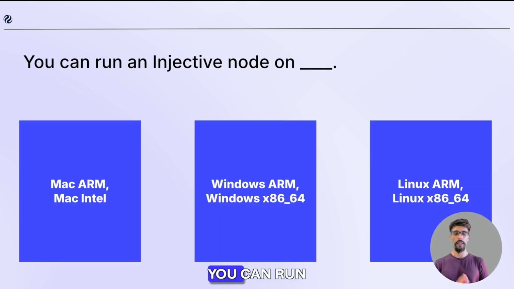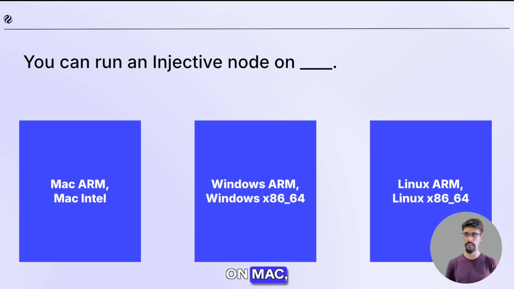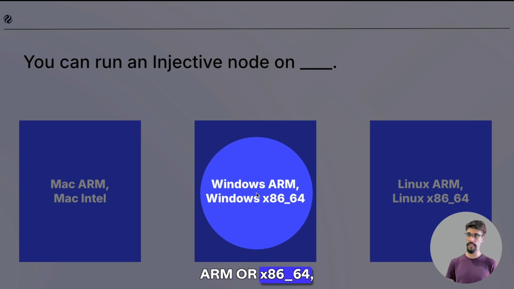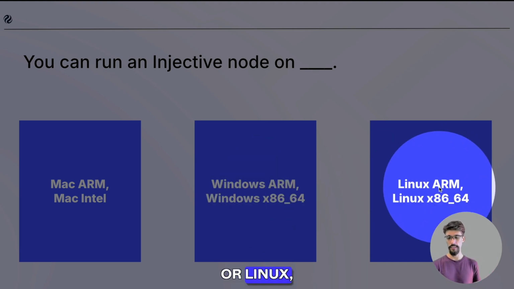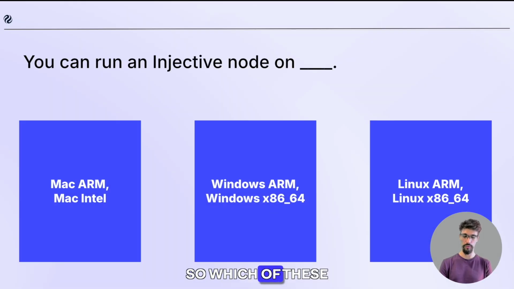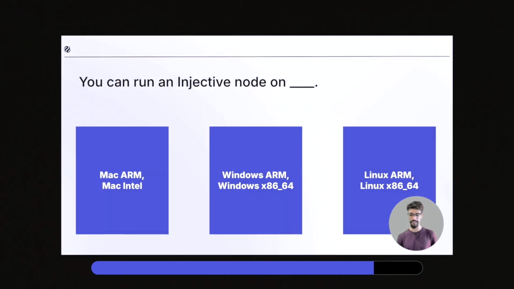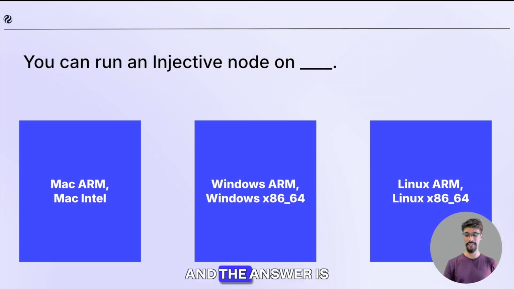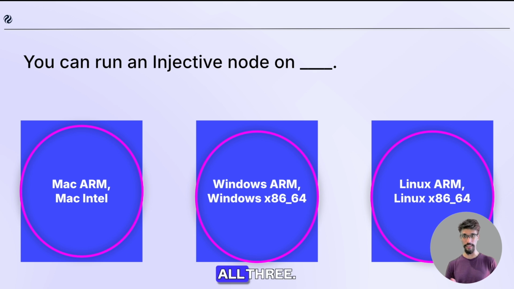Next question. You can run an injective node on Mac, ARM or Intel, or Windows, ARM or x86-64, or Linux, ARM or x86-64. So which of these is it? I'll pause for a bit while you think of the answer. And the answer is all three.